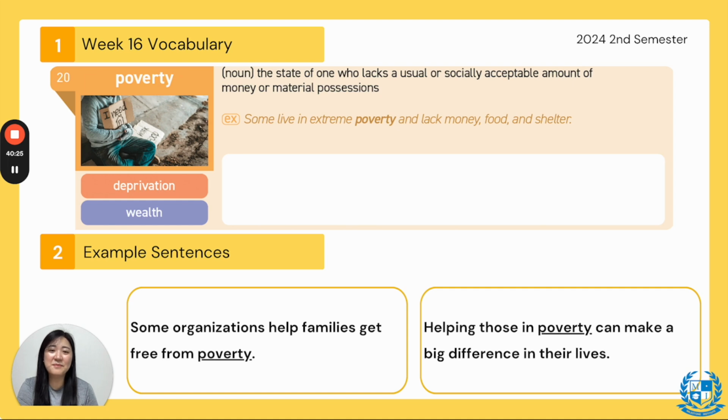Some live in extreme poverty and lack money, food, and shelter, meaning some people may not have a house. They are in extreme poverty. Here, it says some organizations help families get free from poverty, meaning they're trying to get them out of poverty so that they can maybe work and make some money for themselves. And then our last sentence here says, helping those in poverty can make a big difference in their lives. Yes, if we lend a helping hand to those who are in need, who are in poverty, then it'll make a huge difference. Very good.